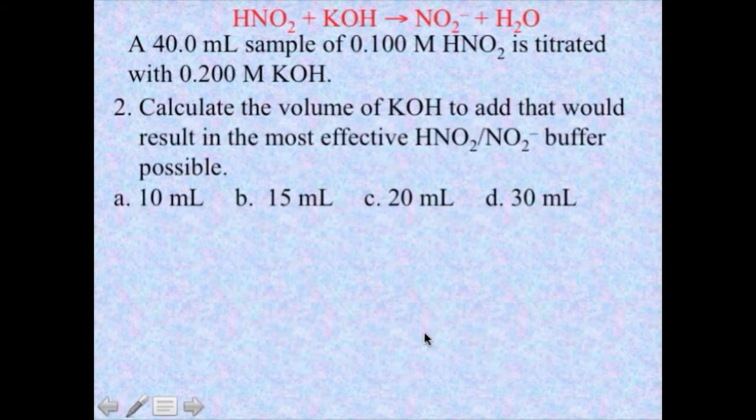So for the next question in this series, calculate the volume of potassium hydroxide to add that would result in the most effective nitrous acid nitrite ion buffer possible. Turn your playback off, try it, and then come back and check your answer.